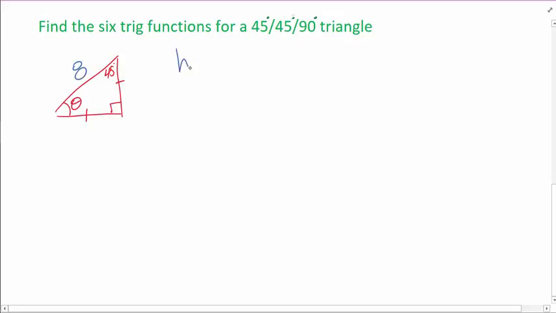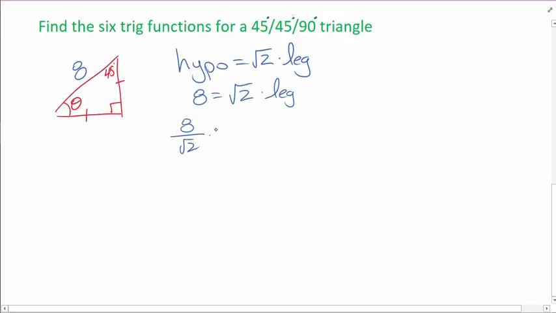When we go back to our equation involving 45-45-90 triangles, which is the hypotenuse equals √2 times the leg, we can now determine the lengths of those two legs. Or we could use the Pythagorean theorem. So I'm going to plug in 8. I'm going to now determine that each leg would be 8 divided by √2. 8 divided by √2, once we rationalize that by multiplying by 1, will be equivalent to 4√2 for each leg. So we've got 4√2 and 4√2. Yours will be different if you chose a hypotenuse that is not 8.